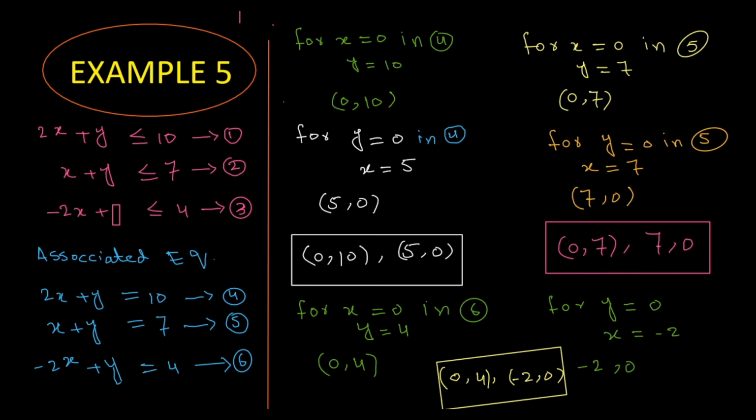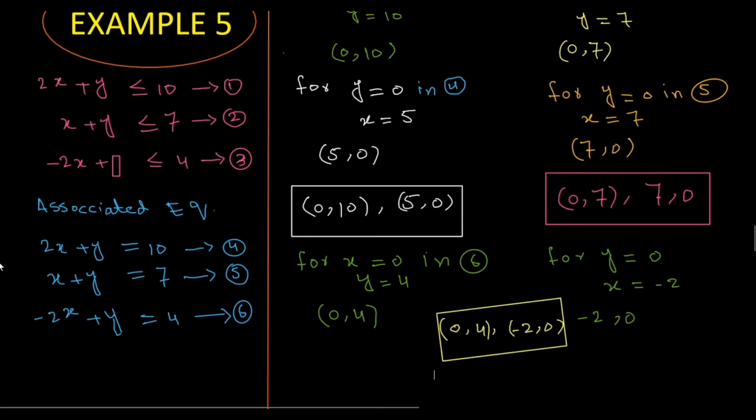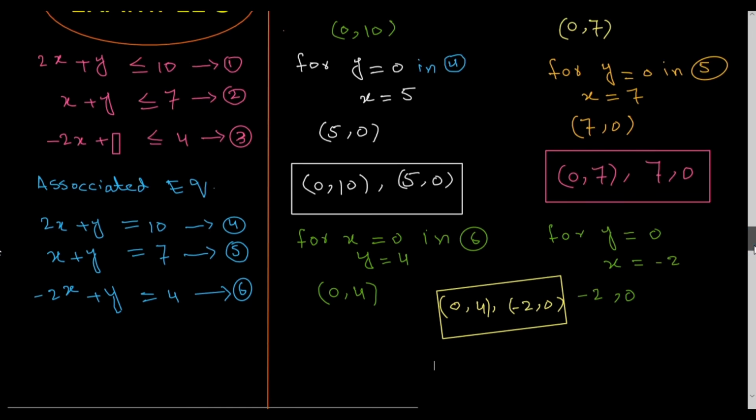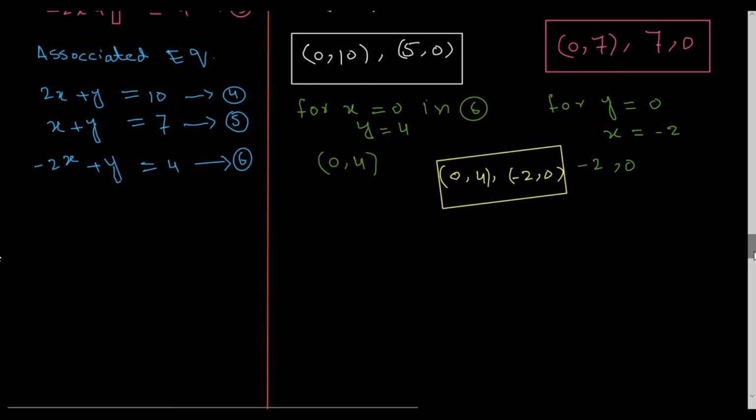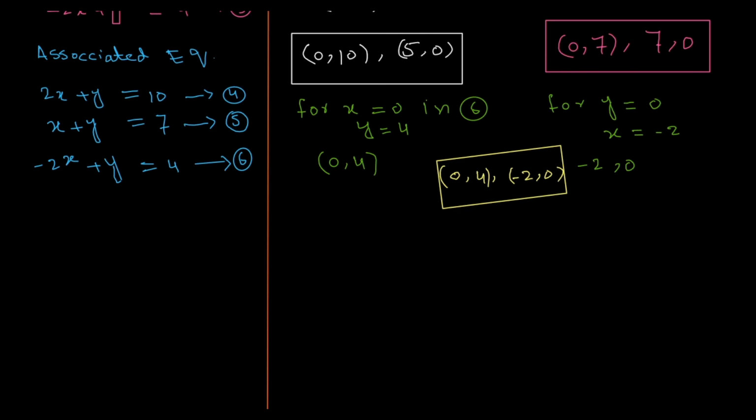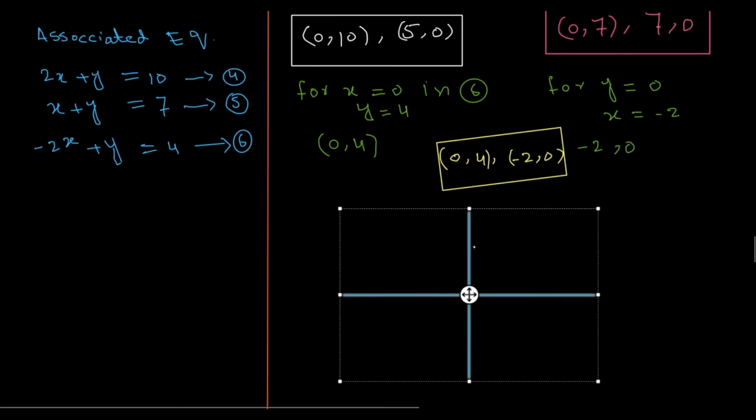Okay, so after that, since we have found these points, this means a total of 6 points corresponding to equations 4, 5 and 6. Now we want to draw these points. So let me draw these points. We will take the shape. Yes, this is our shape.